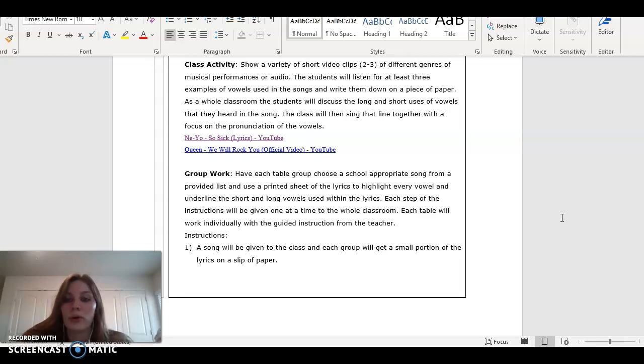And so basically, after each video, the students will collaborate and share with the whole class what words they wrote down and what vowels. And then to make it more fun, have the class sing just a line of that song together, focusing on the pronunciation, and especially the long and short uses of vowels, and the different words within the song.